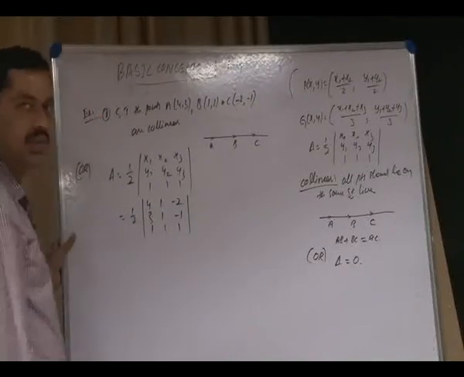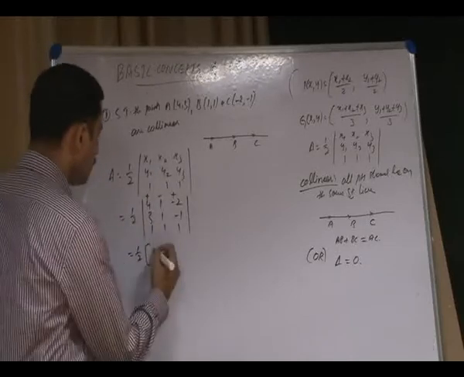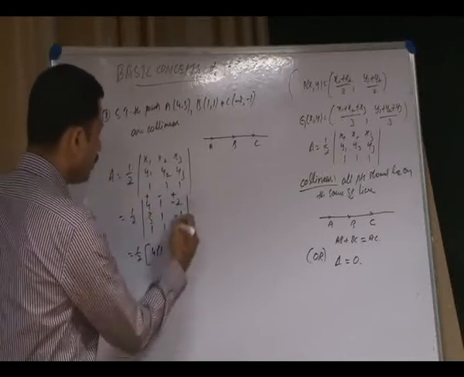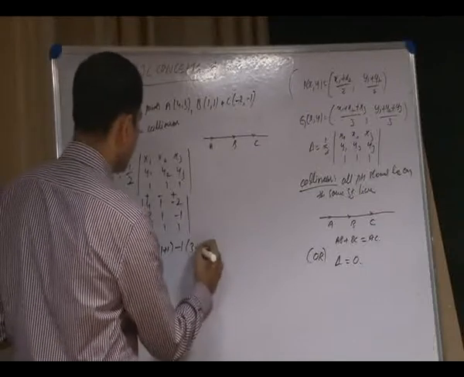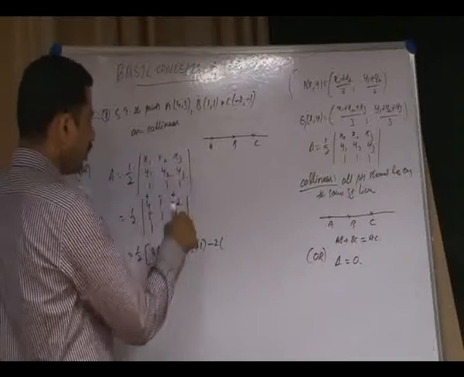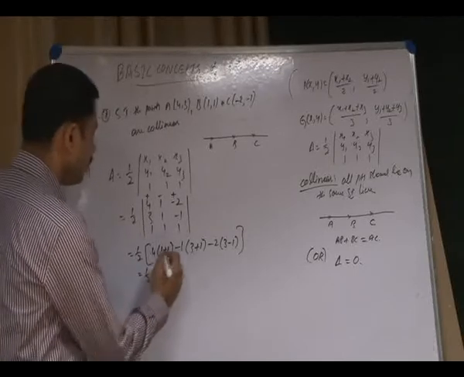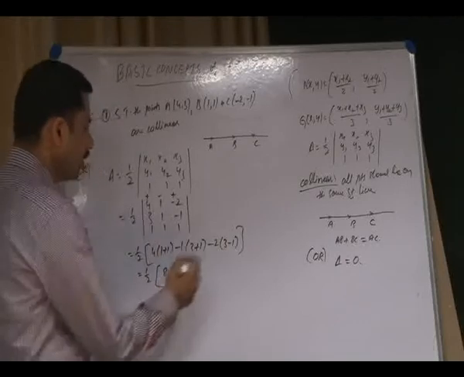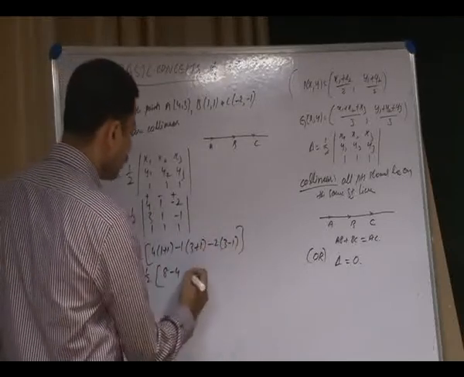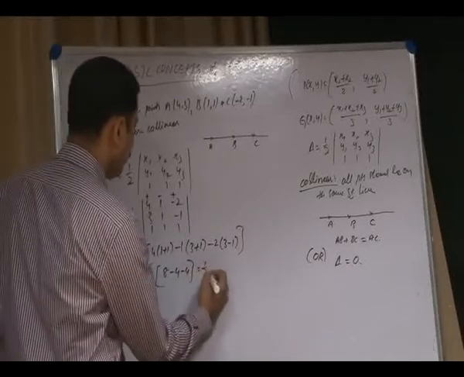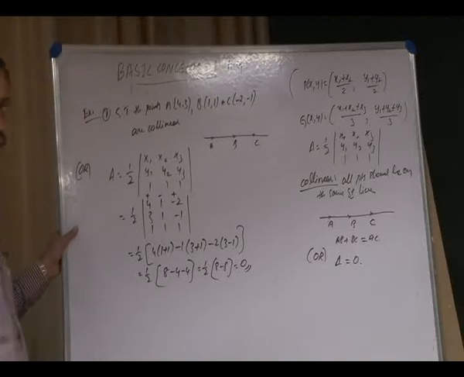So, expanding this determinant, the area is equal to half into, with sign convention plus, minus, plus: 4 into the first row first column eliminated, that is 1 minus of minus 1, which is plus 1, minus 1 into the first row second column eliminated, that is 3 minus of minus 1, plus minus 2 into the first row third column eliminated, that is 3 minus 1. Simplifying, that is equal to half into 1 plus 1 is 2 into 4, which is 8, minus 3 plus 1 is 4 into minus 1, which is minus 4, and 3 minus 1 is 2 into minus 2, which is minus 4. So, that is equal to half into 8 minus 8. 8 minus 8 is 0, and 0 into anything is 0. Therefore, the area of the triangle is equal to 0.